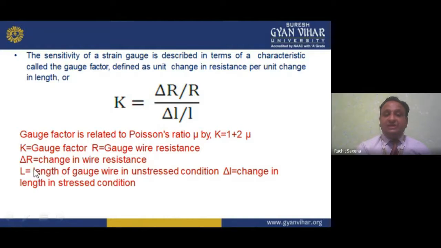L is what? L is the length of the gauge wire in unstressed condition. Del L is the change in length in stressed condition. If we have a stressed condition, we can write K equals del R by R upon del L by L, which is also represented by K equals 1 plus 2 mu, where mu is the Poisson's ratio.